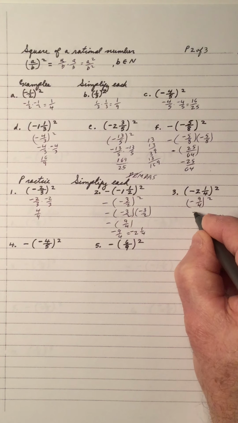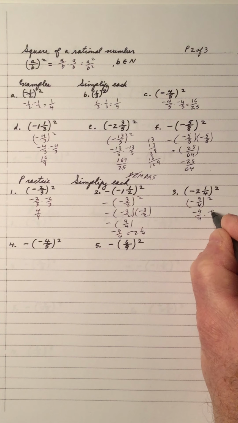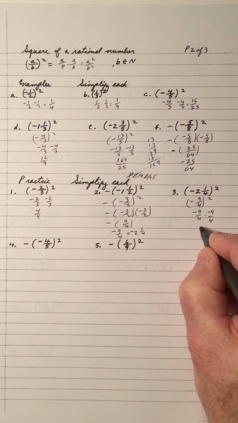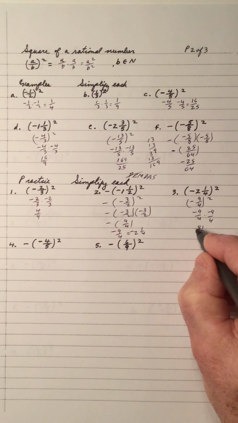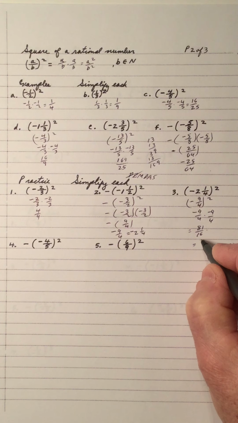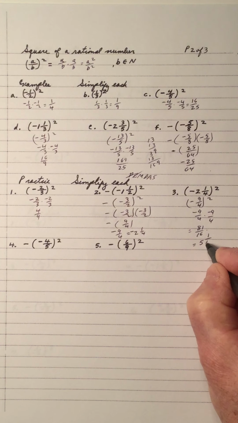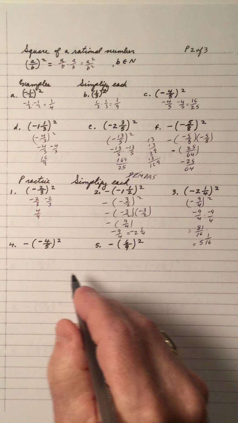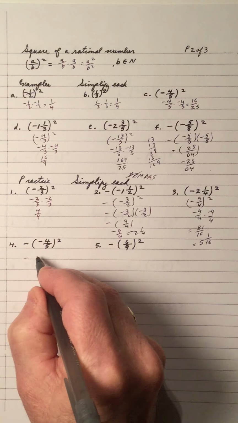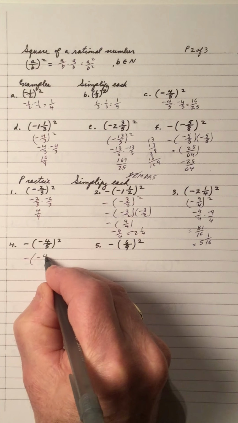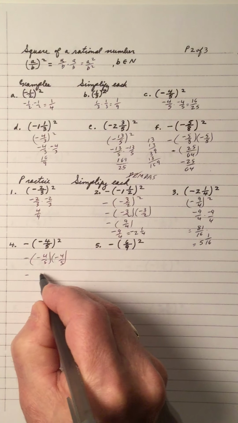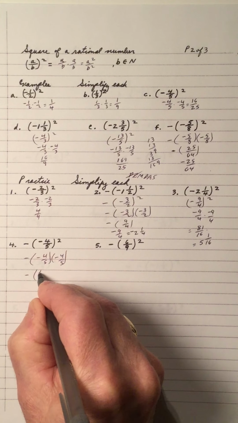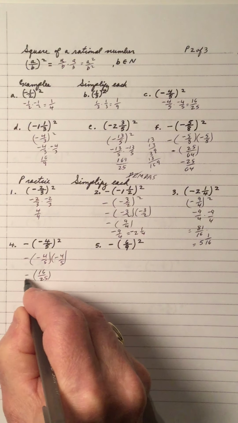And it's negative squared, negative 9 over 4 times negative 9 over 4, positive 81 over 16. And if you want to divide 16 again into 81, it's a 5. 5 16ths are 80, so it's 5 1/16. Number 4, we have a negative, and we square negative 4/5 times negative 4/5. And that gives us a positive 16 over 25. And we do the negative of that.